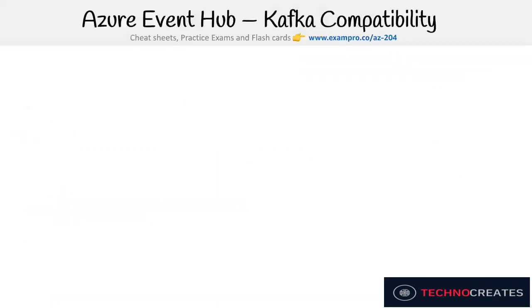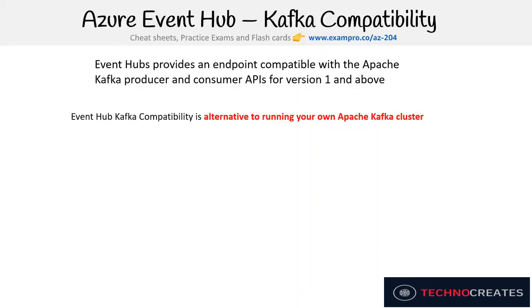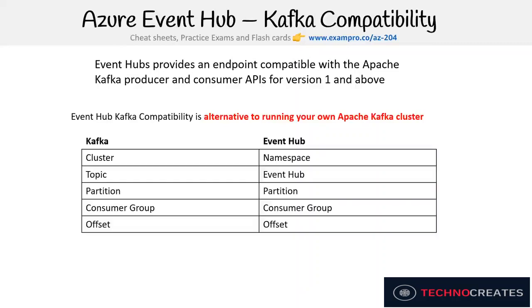So let's talk about that Kafka compatibility. Event Hub provides an endpoint compatible with Apache Kafka producers and consumers APIs for version 1 and above. So Event Hub Kafka compatibility is an alternative to running your own Apache Kafka cluster. We said that they're very similar. Event Hub calls them namespaces, Kafka calls them clusters. So you can kind of see that there's that translation over.